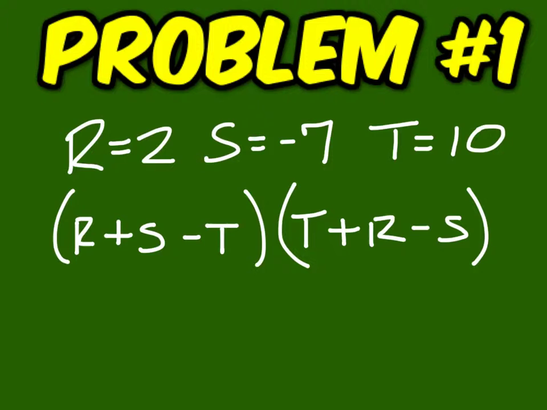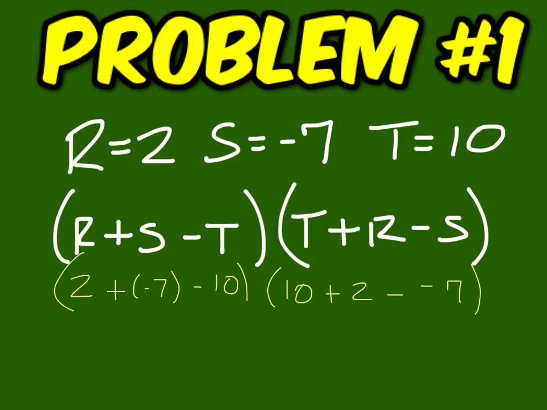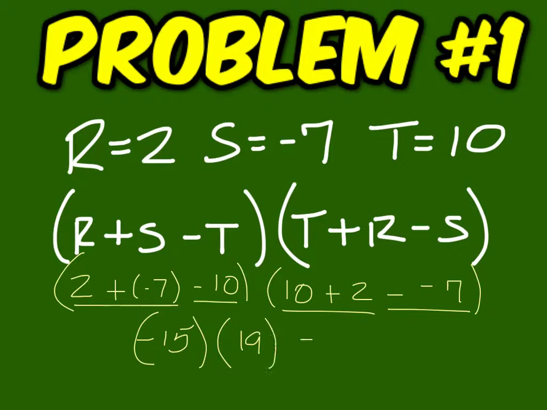If you plug in your numbers here, you're going to have 2 plus a negative 7 and then minus 10. For the first part, the second one is going to be 10 plus 2 minus a negative 7. 2 plus a negative 7 is negative 5, minus 10 is a negative 15. And then 10 plus 2 is 12, minus a negative 7 is 19. And it is going to be an answer of negative 285.